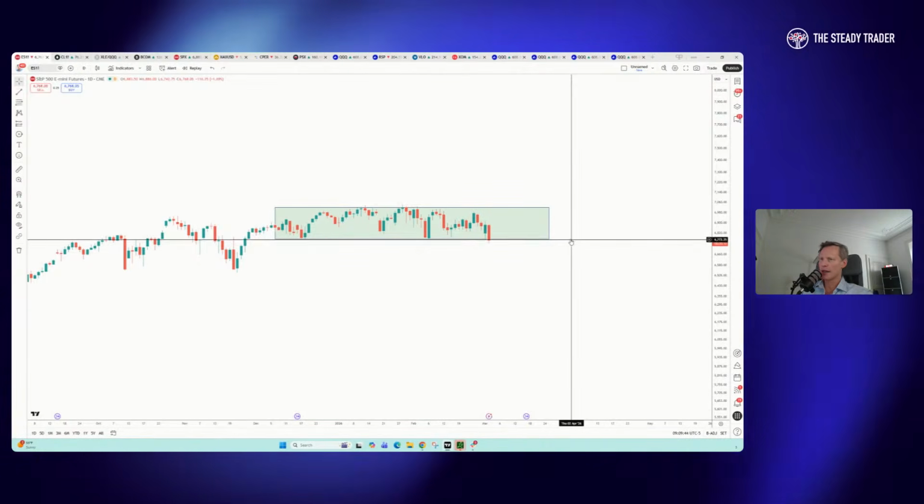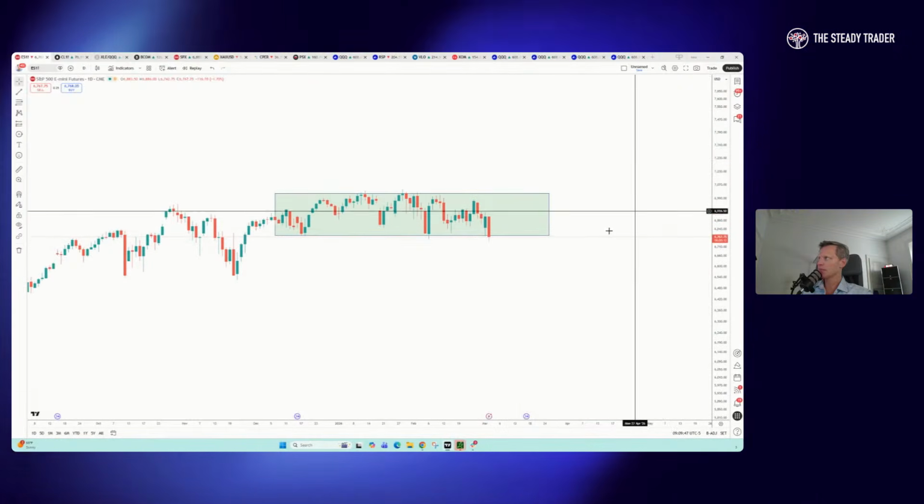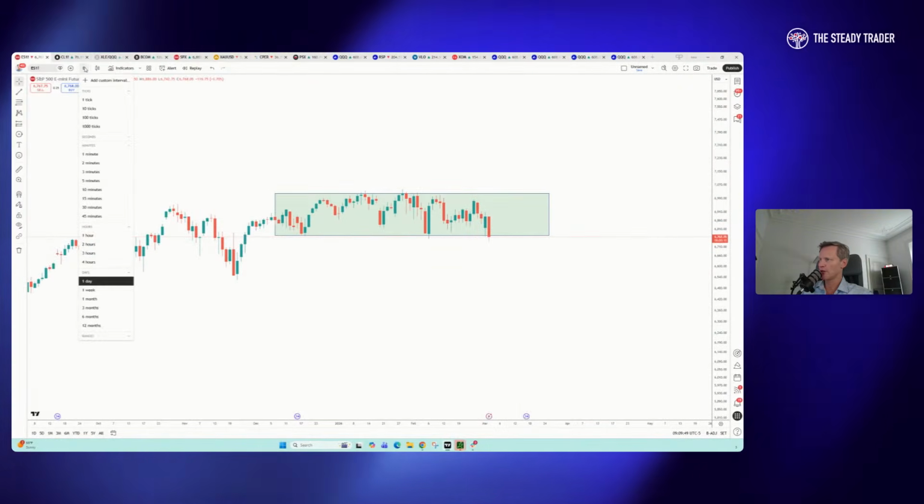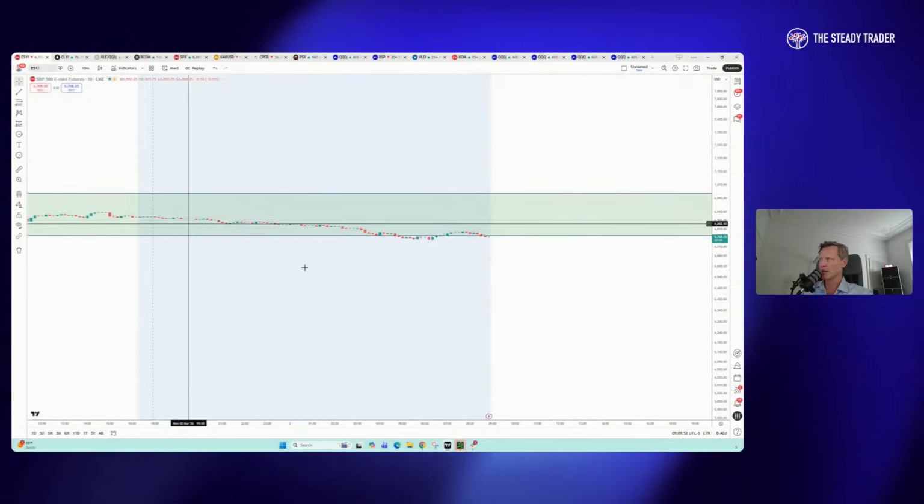I think the most important thing is that yesterday's rally is completely faded. So if you were to look at this on like a 2-day chart, it would be like a 10-minute version.